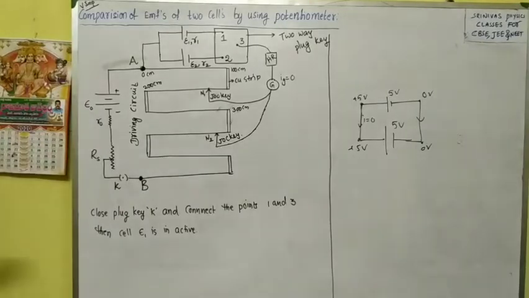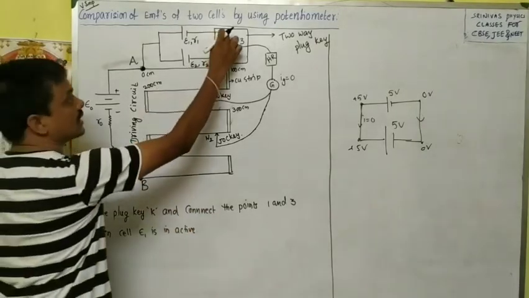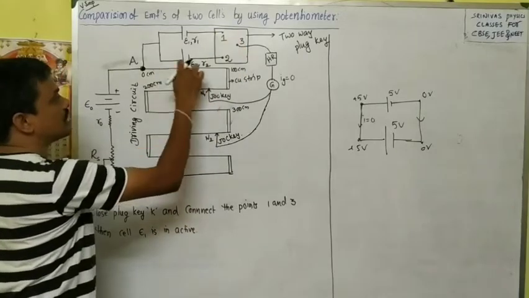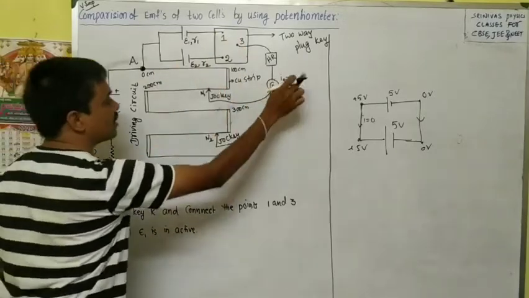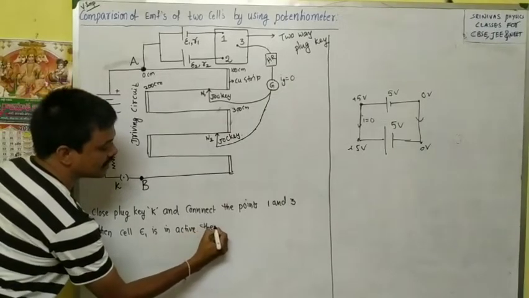Now, what we have to do? After connecting 1 and 3, we press the jockey at various points. At a particular point the galvanometer shows 0 deflection. Then note the balancing length.